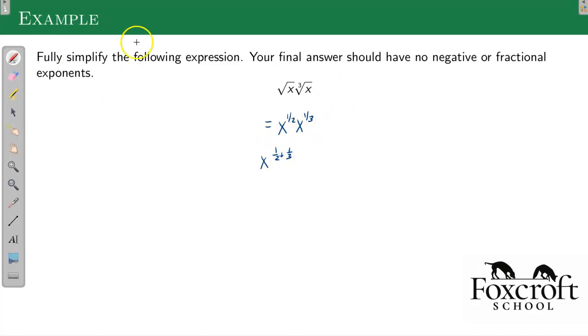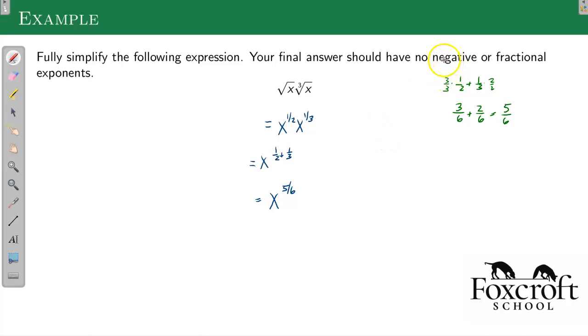I'm going to go to the side and do this, so I don't mess up the rest of the problem. I need to get a common denominator, so this one I'm going to multiply by 3 over 3, and this one by 2 over 2. And I get 5 over 6. So when I combine these fractions, that's the same as x to the 5 over 6.